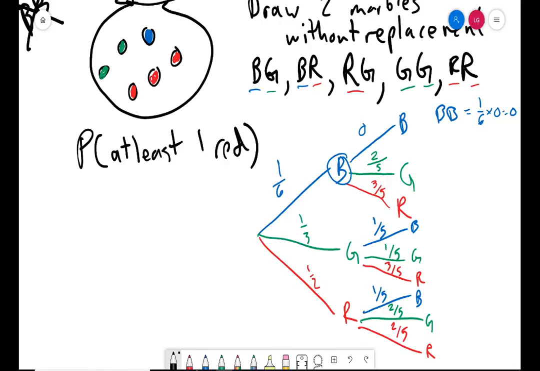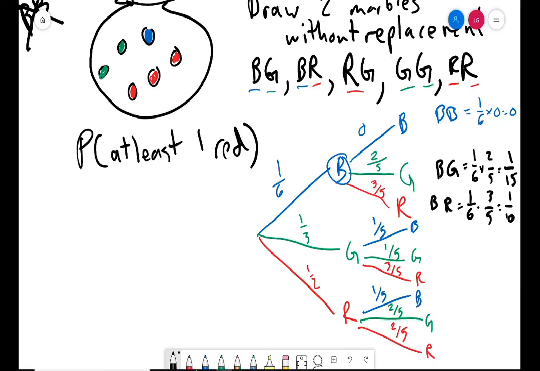So I'll do some of these ones in black since they're mixed color here. So a blue, then a green, 1/6 times 2/5. That will be what? 2/30, 1/15. Blue, then a red, 1/6 times 3/5. 3/30, 1/10.